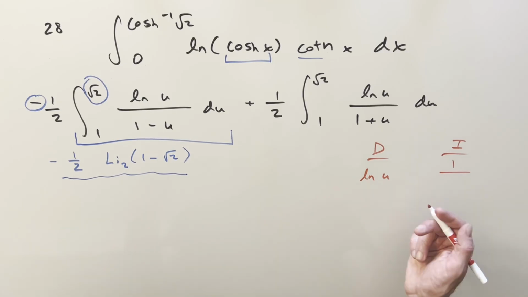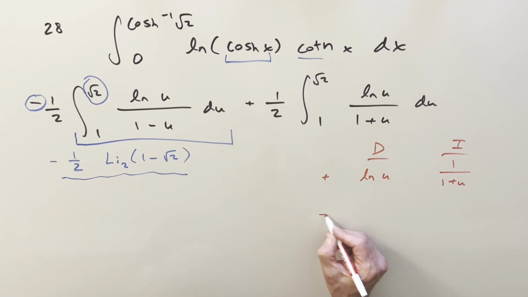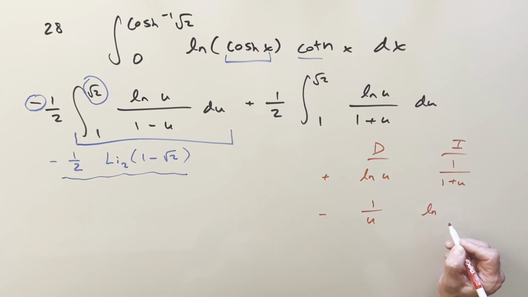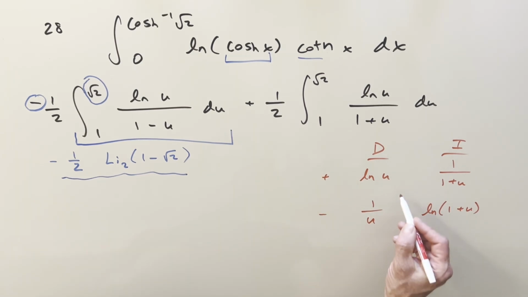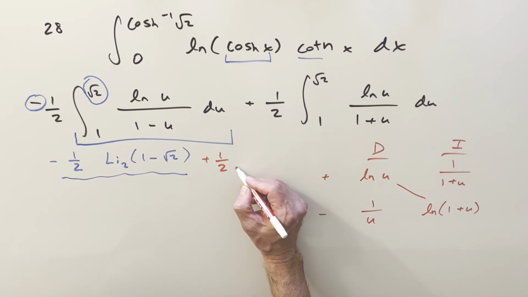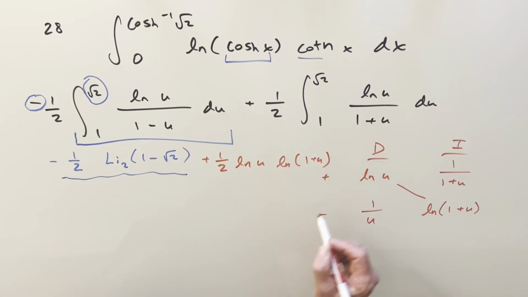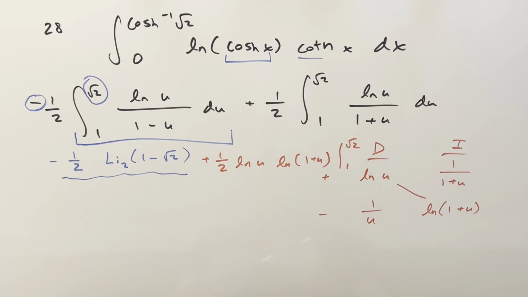We'll just differentiate natural log u because that's what we like to do, and we can definitely integrate this thing. So when we differentiate, we get 1 over u. Integral here, ln, drop the absolute value because we're always positive here, so we just leave it as natural log 1 plus u. Then we have part of the solution on the diagonals here. This is going to be 1/2 natural log u, natural log 1 plus u, but we're going to need to evaluate it from 1 to square root of 2.